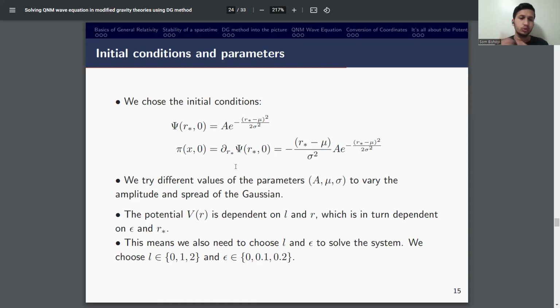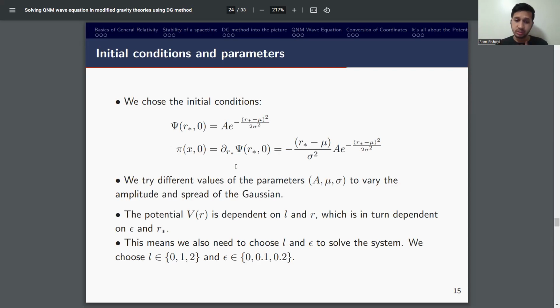To do that, we have to choose some initial conditions for psi, which we take to be the Gaussian waveform, and some initial conditions for pi, which we take to be the spatial derivative, of this form. This is particularly an example of generic initial data because pi and psi both are non-zero. Similarly, we can also change the parameters A, mu, and sigma because they, in a way, characterize the Gaussian, the amplitude or the spread of the Gaussian.